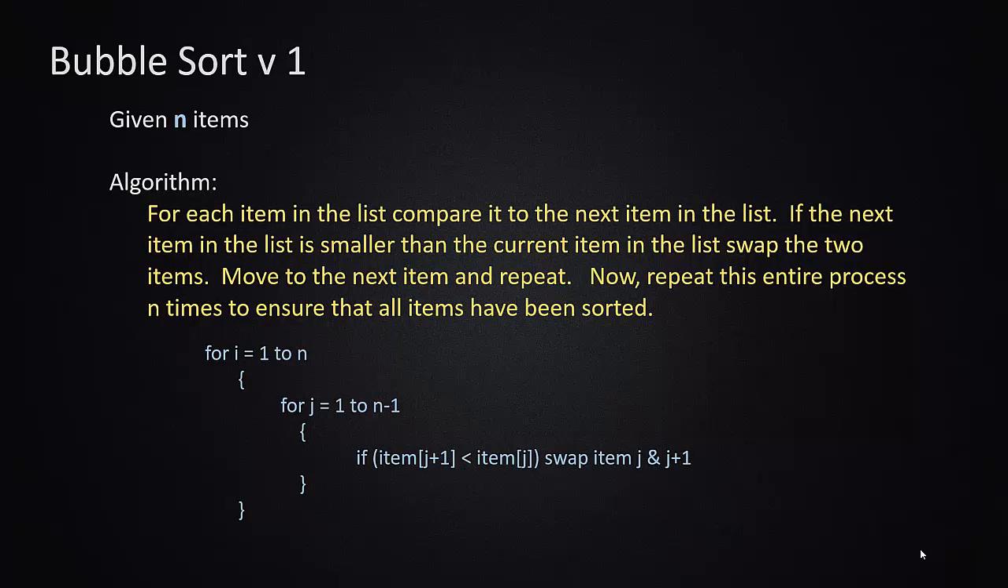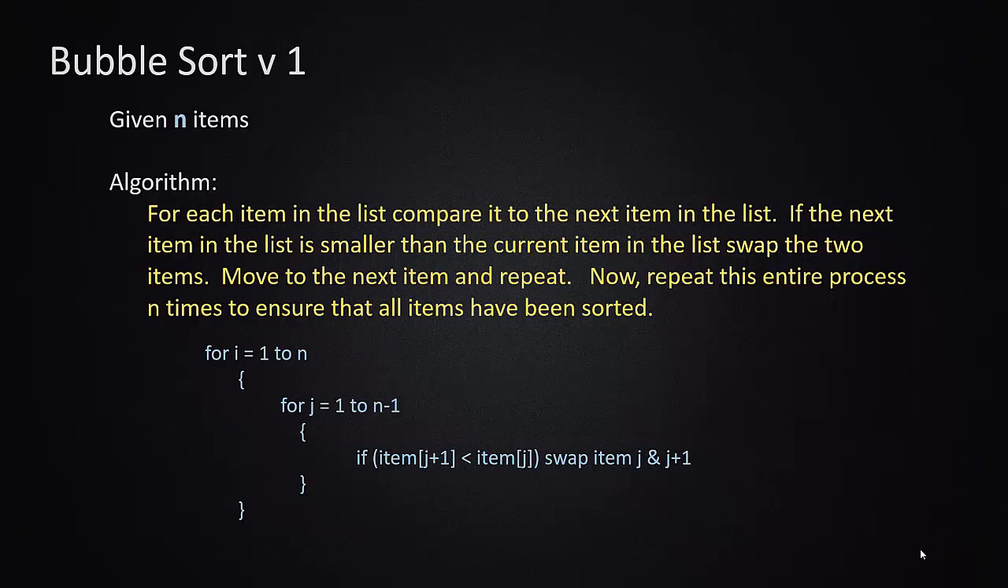This is our algorithm. Given a list of n items that are unsorted, we want to walk through each item in the list, and we're going to compare it to its neighbor. If the neighbor is smaller than the current item I'm on, I'm going to flip their positions. So large numbers will tend to move up the list and small numbers will tend to move down the list. I will continue to do that until I get to the end of the list. So I've compared the n minus 1 item to the nth item.